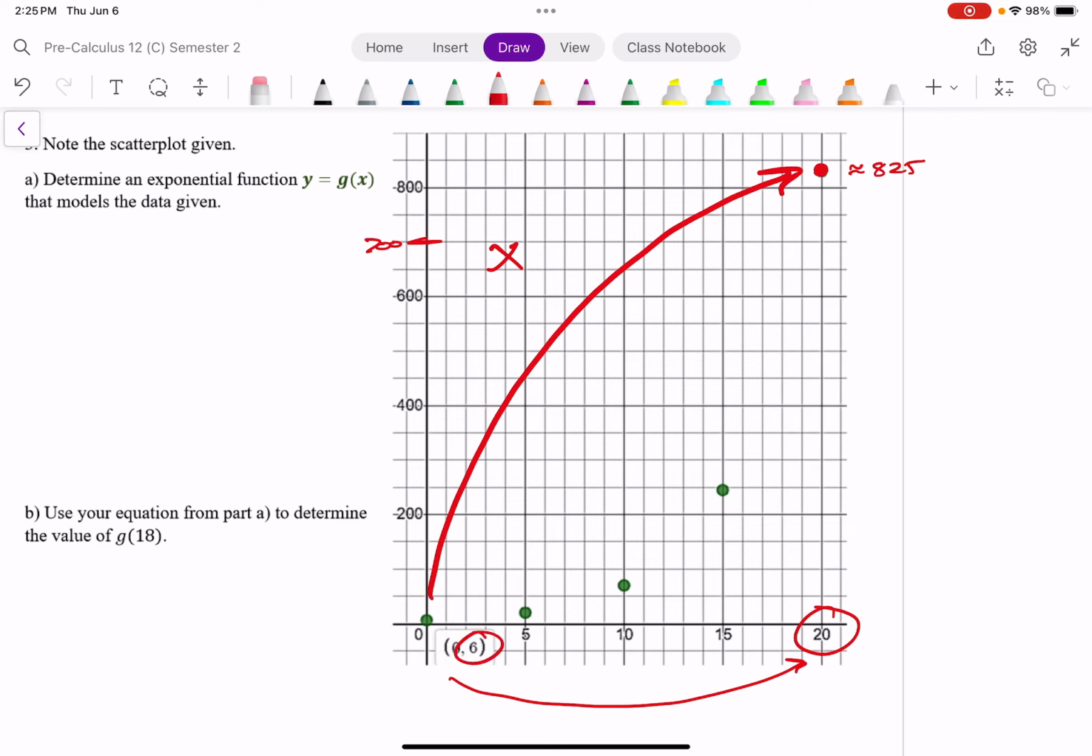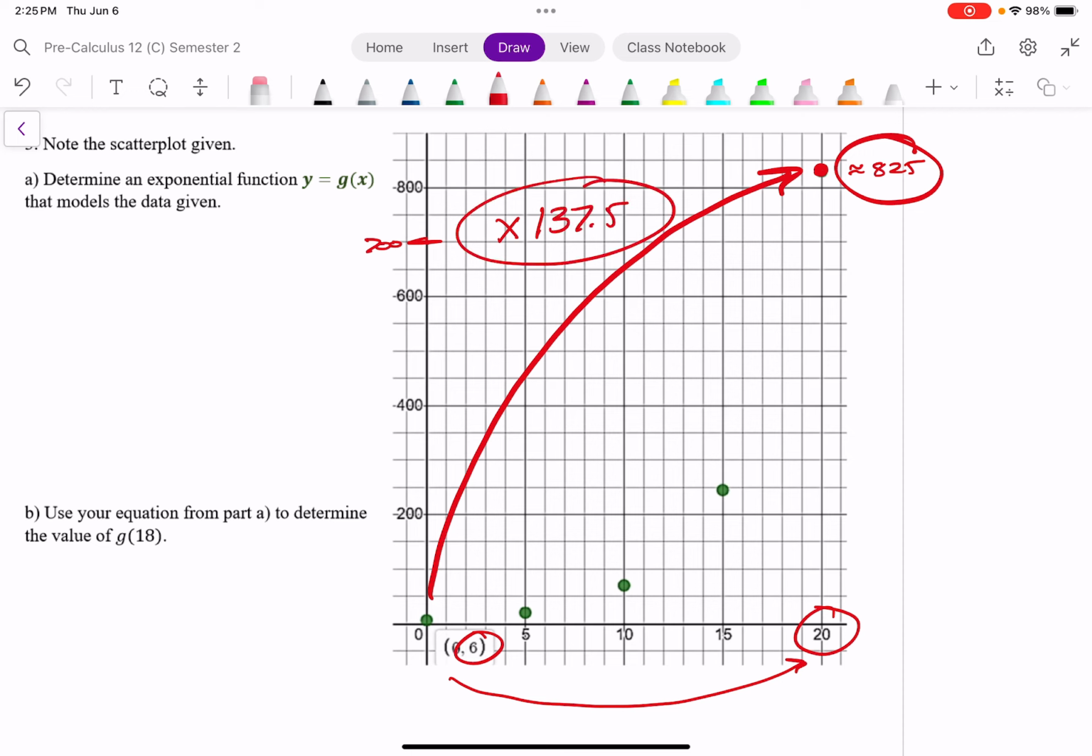So first, to go from 6 to roughly 825, I want to figure out what that is. I just want to go 825 divided by 6, and I get approximately 137.5. I say approximate because that's not necessarily exactly 825. So I know that to go from x equals 0 to x equals 20, I multiply by about 137.5.